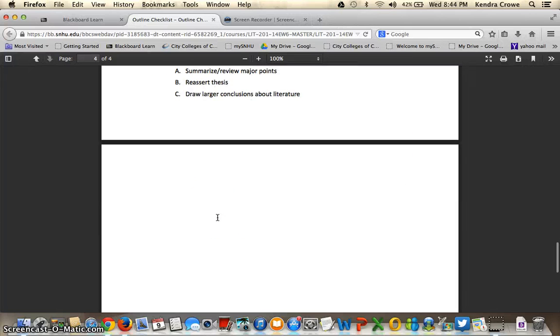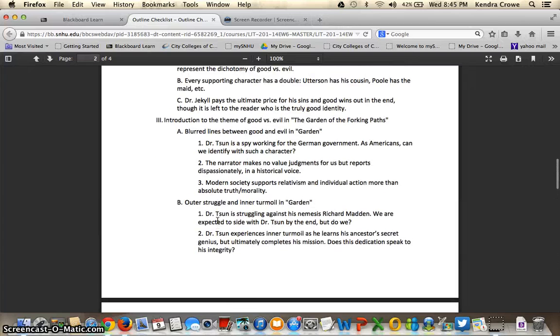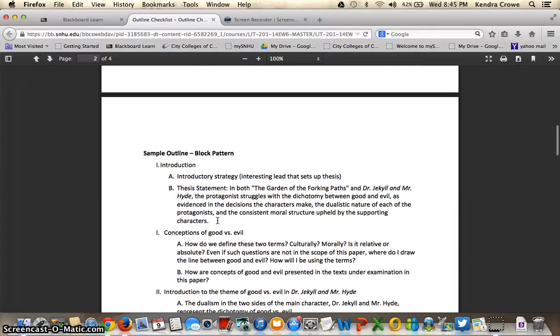So this gives you two very good examples of how you should set up your outline, what it should look like, and what the finished product should look like.